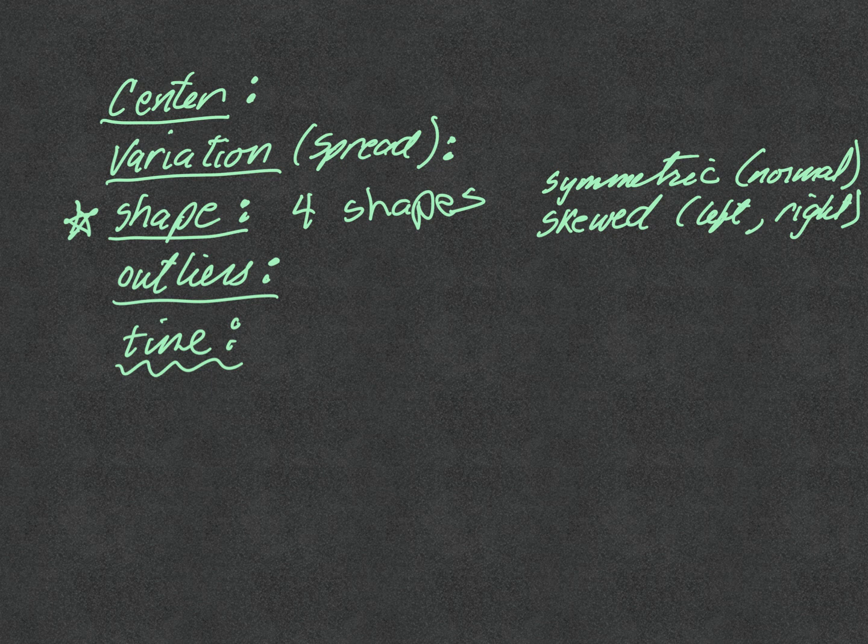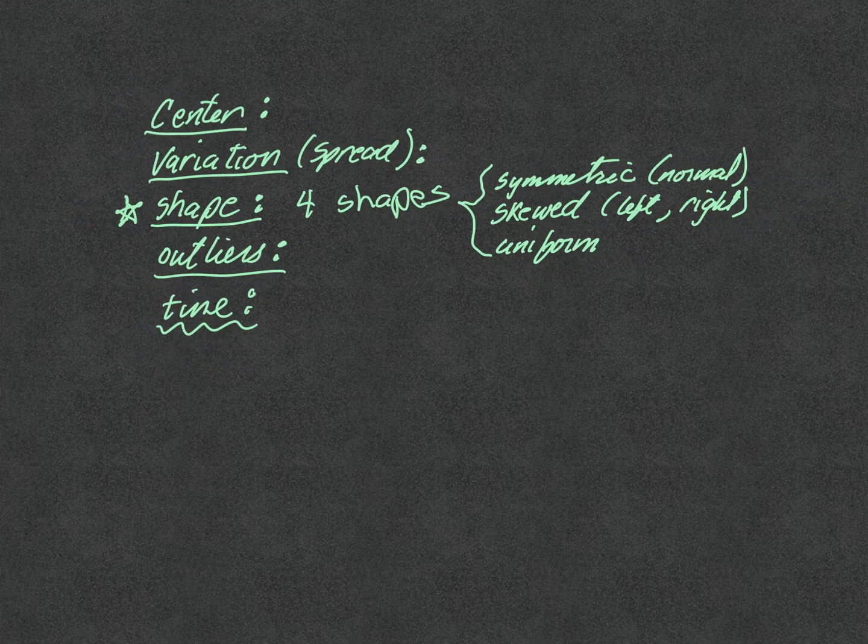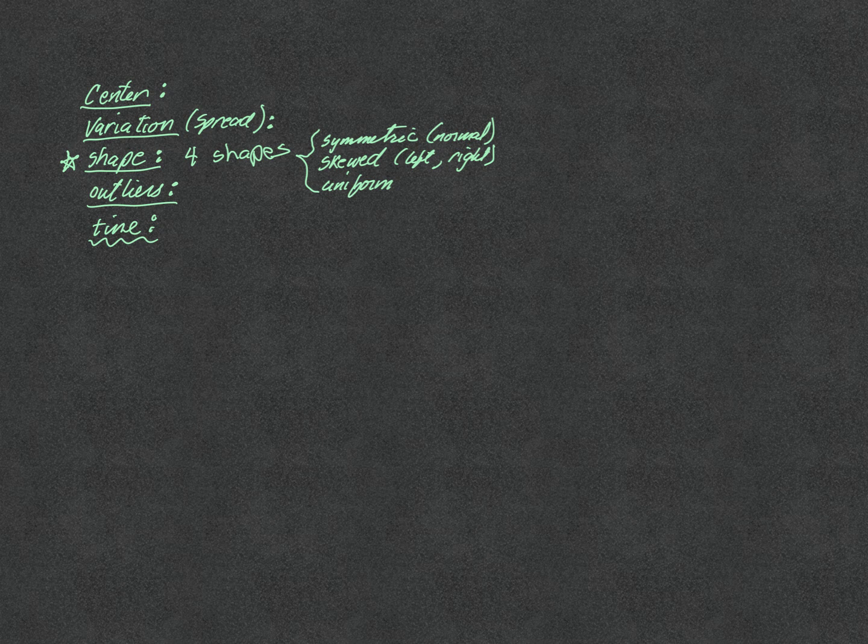So there's two more right there, skewed left, skewed right. And there can be what's called uniform. There are other things, but these are the main shapes that we talk about. So what does a symmetric distribution look like? All right, let's put this up here. What does a symmetric distribution look like?